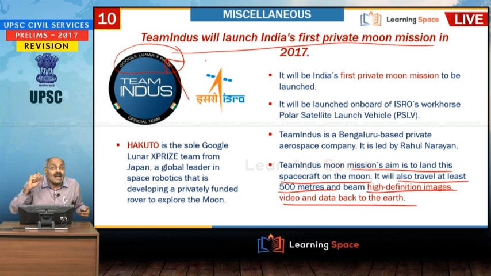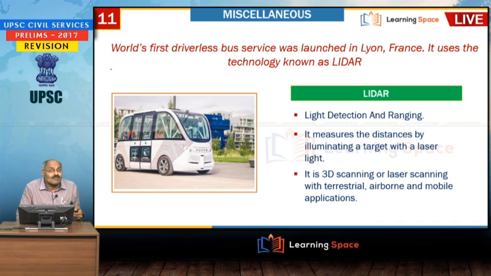So, please don't forget, Team Indus is competing for Google Lunar X Prize and ISRO is going to launch it. And another important aspect is Hakuto. This is also aspiring for this Google Lunar X Prize from Japan, and as per the news reports, ISRO is going to launch this mission also. Please don't forget, right? So, Team Indus, this is competing for Google Lunar X Prize.